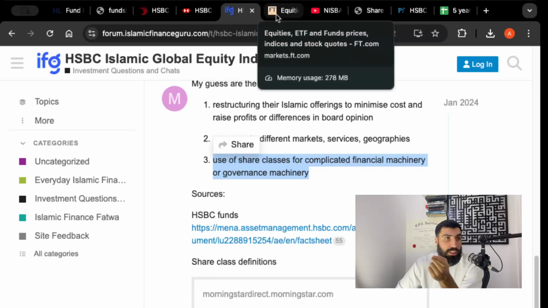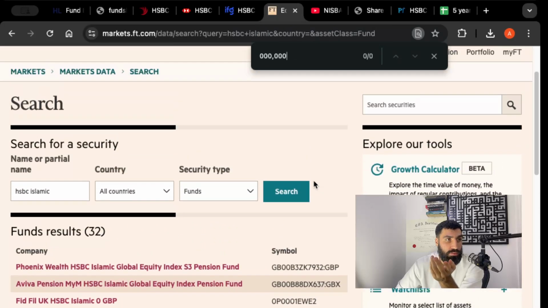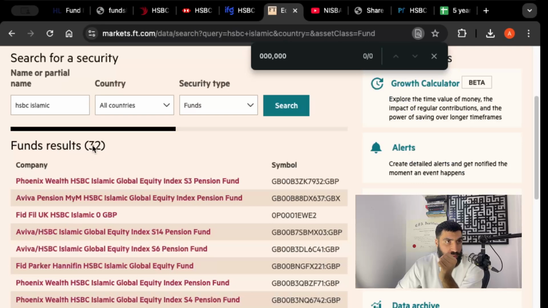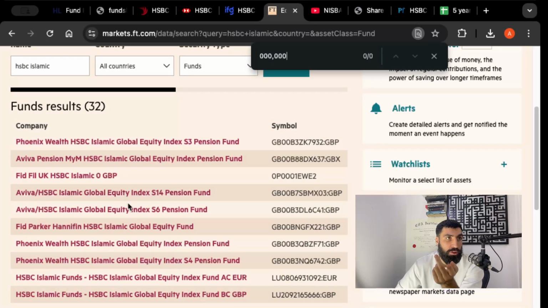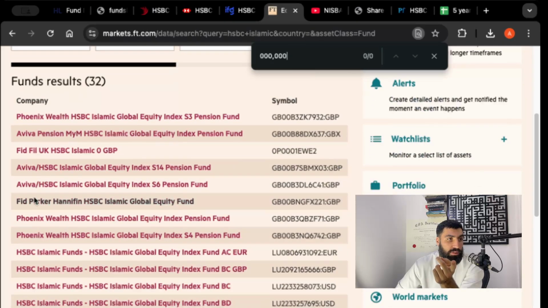Interestingly, before we actually find out what the difference is, if you search for this fund on Financial Times, which has all the different funds on it, there's actually 32 different versions of this fund. But a lot of them you won't find out on any of the brokers. A lot of them are just saved for, for example, pension funds. So you won't be able to access it via traditional brokers. Like this one is just for Aviva. This one's for Fidelity, Aviva, Phoenix.